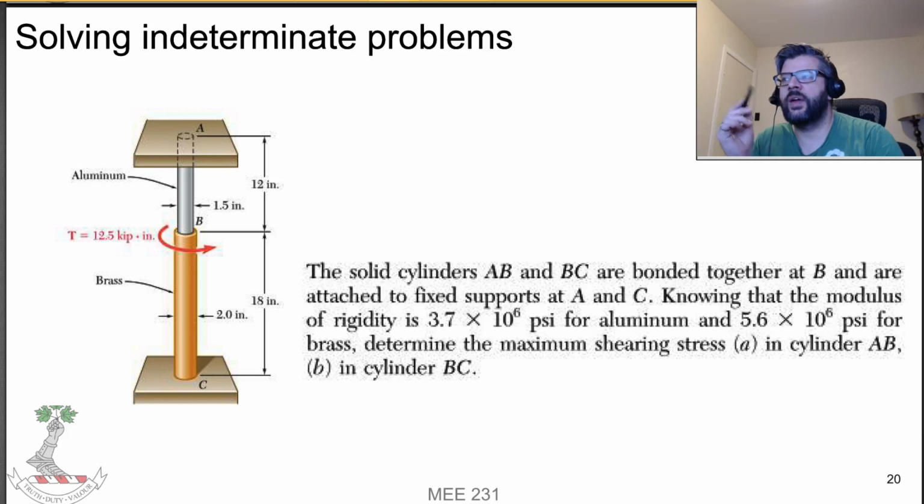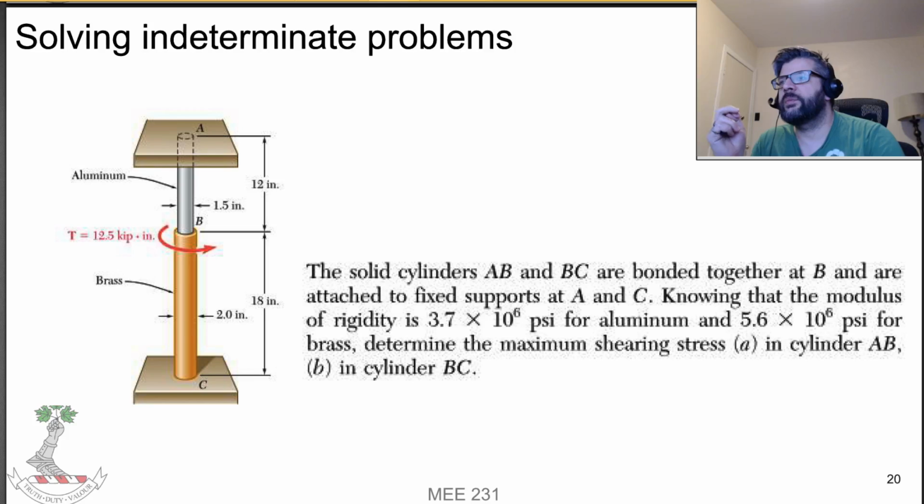2 inches in diameter. The aluminum rod's a foot long, the brass rod's a foot and a half long, and both of them are fixed solidly to rigid supports there at A and C. So we got the modulus of rigidity for aluminum is 3.7 times 10 to the 6 psi. Modulus of rigidity for brass is 5.6 times 10 to the 6 psi.